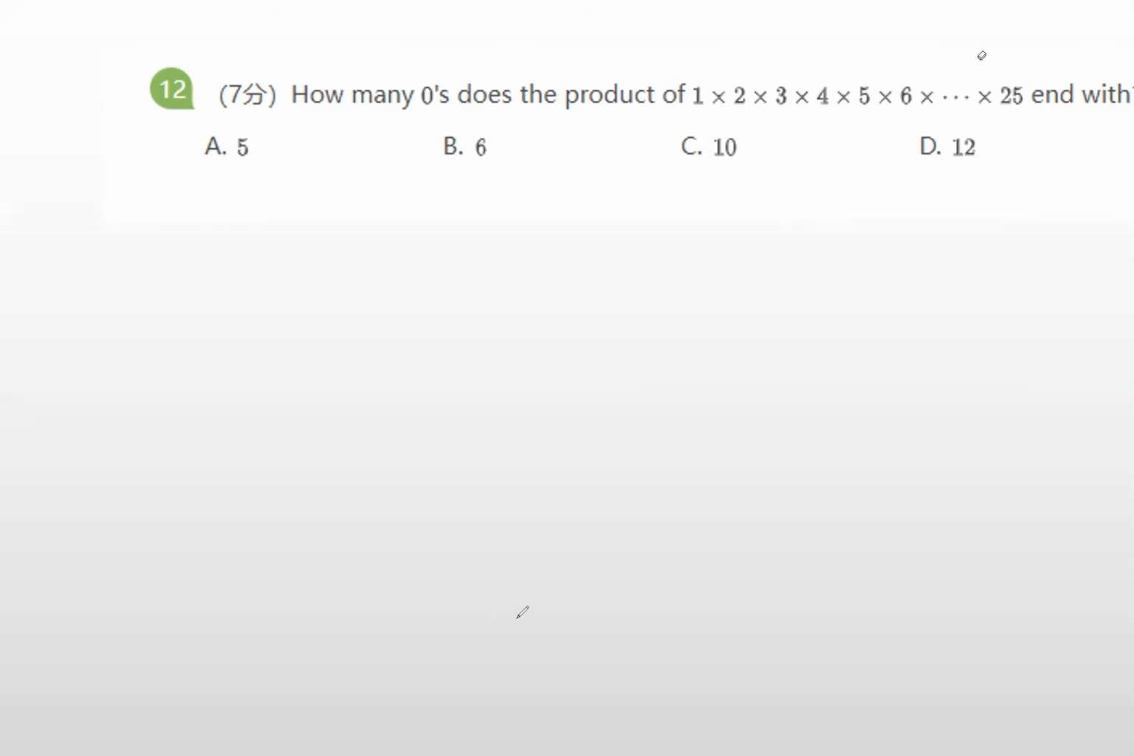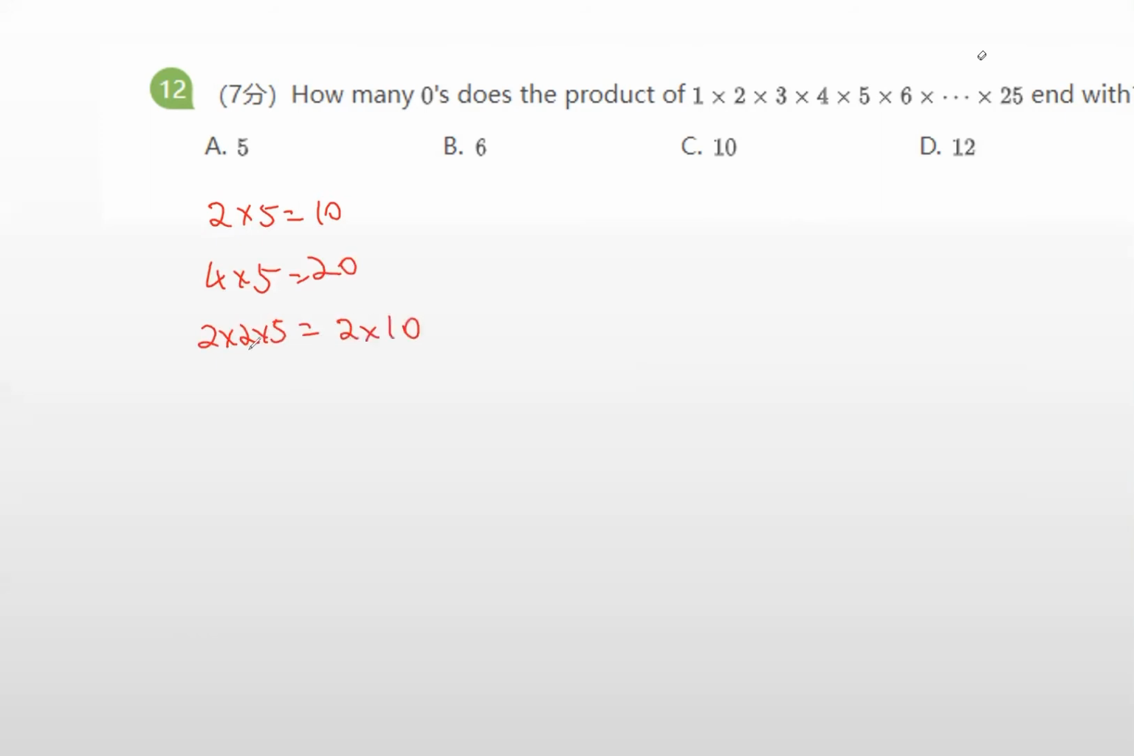So how do we make zero? If you think about it, only if a unit digit times 5 gives 10. No other numbers give us zeros, right? For example, 4 times 5 gives us 10. That's because 2 times 2 times 5 is 20, which gives us 2 times 10.